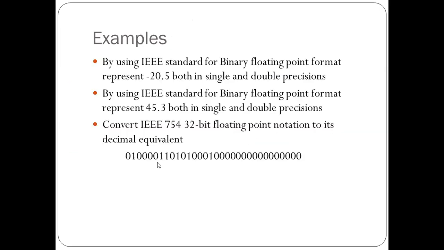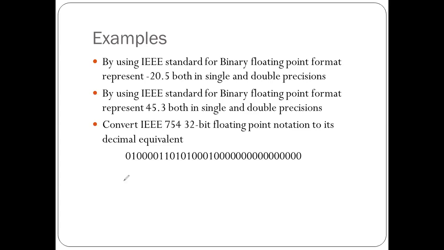Let us see the examples. So one example that we have already seen, let us do that also. Using the IEEE standard of binary floating point format, represent minus 20.5 with both single and double precision. You have to represent both 32-bit and 64-bit width. Similarly, 45.3 and the reverse process.